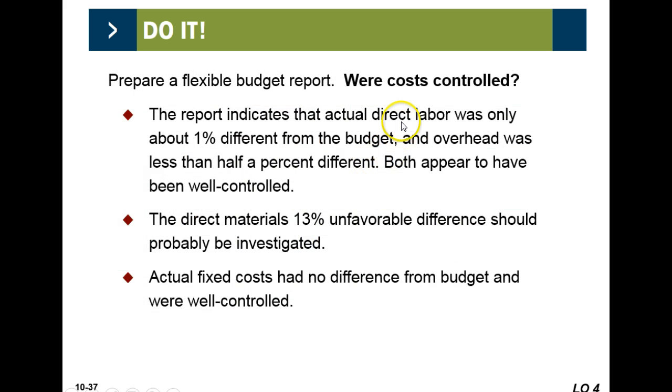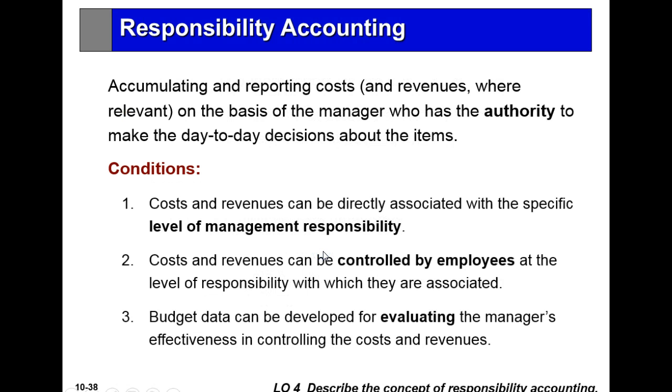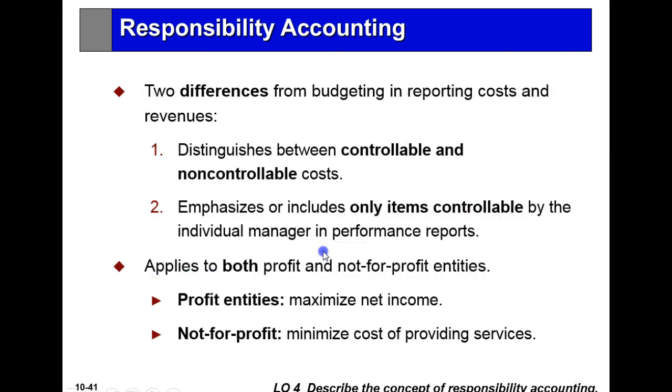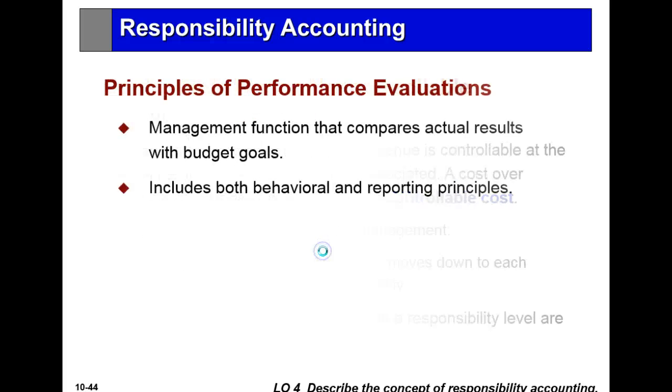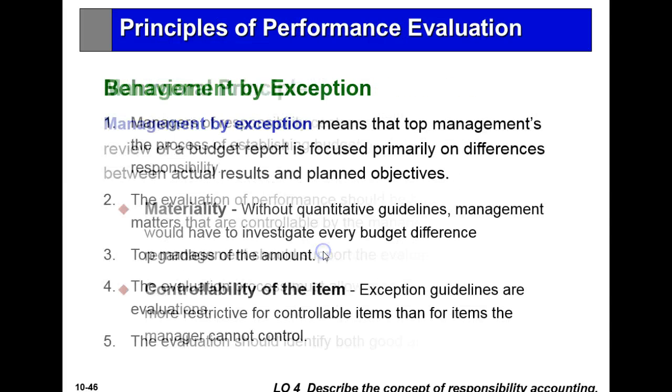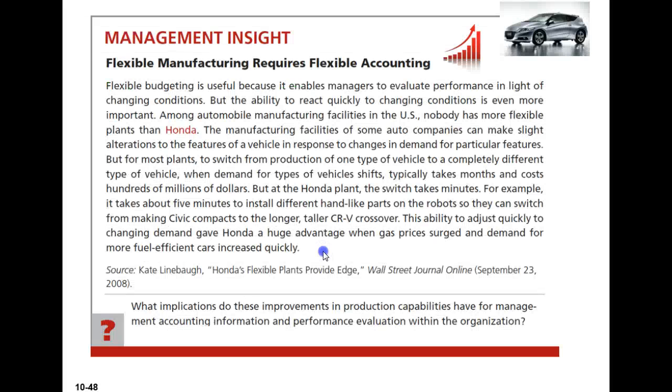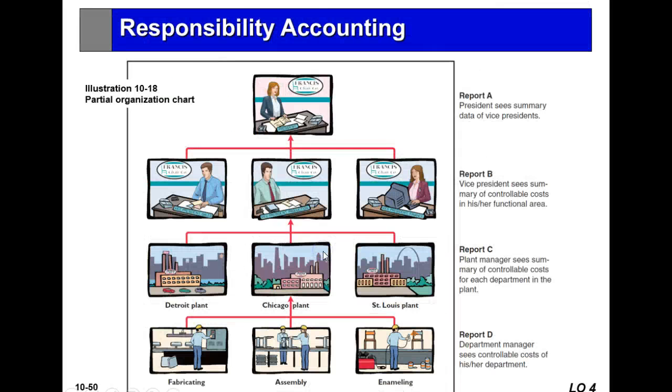The report indicates that the direct labor was only 1% different than the budget, and overhead was less than 0.5%. But the direct materials had a 13% difference. We need to check out why. Okay, so the main piece I want to focus on, again, if we go over it in class, it will be on the test.